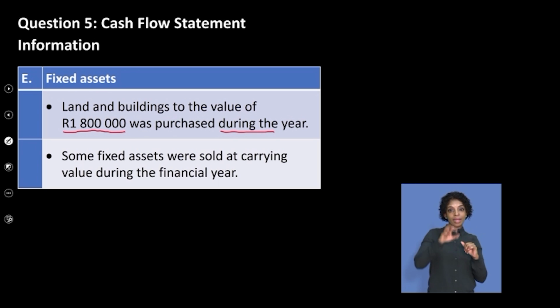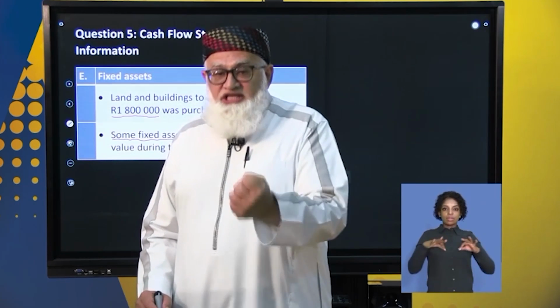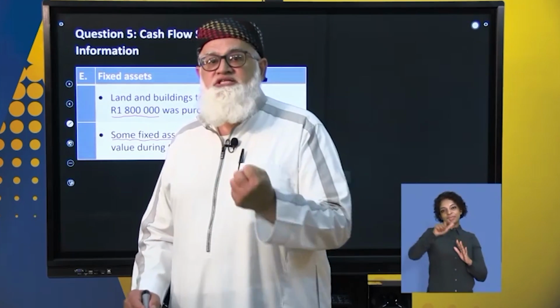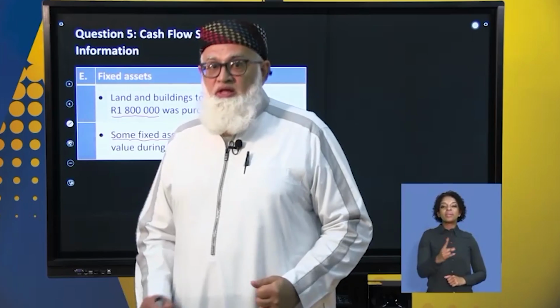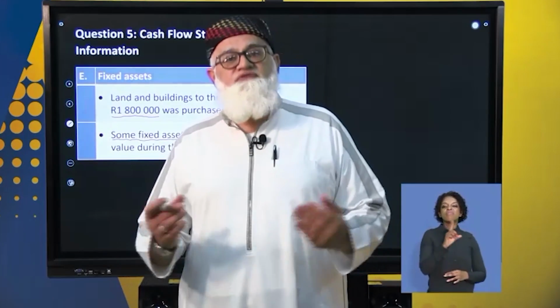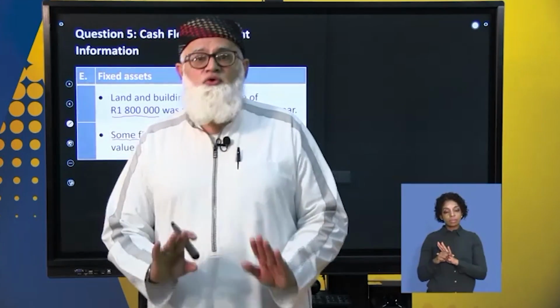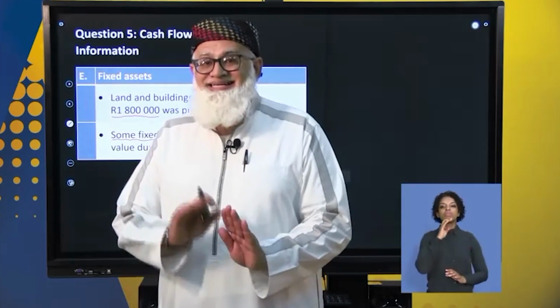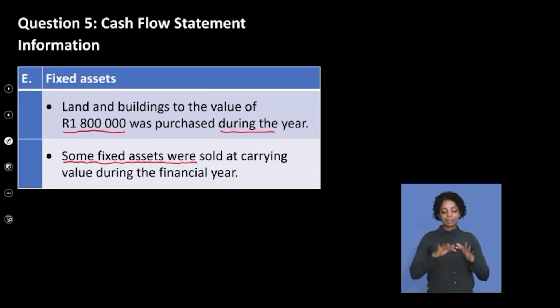1,800,000. Okay. And you are told that some fixed assets were sold at carrying value. Once again, grade 12s, only in the cash flow statement will the asset be disposed of at its carrying value. Anywhere else in the question paper, you could get a profit or a loss on sale of asset. But as far as cash flow is concerned, we will dispose of the asset at its carrying value. Okay, so some of these assets were sold at carrying value. We are now expected to work out that note, the investing activities. Watch.